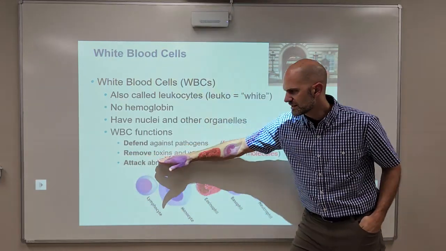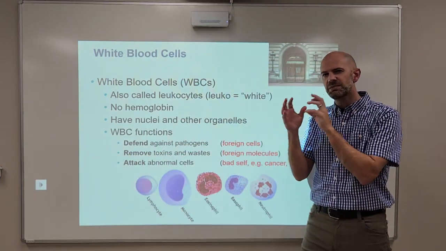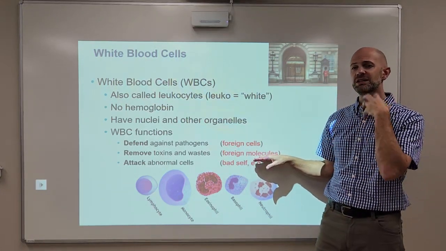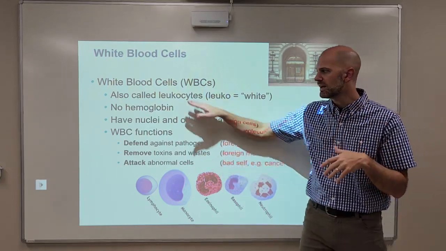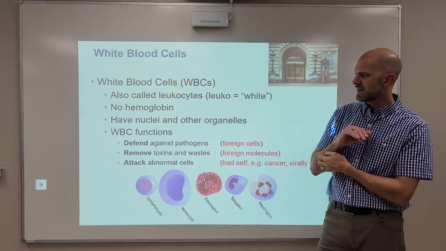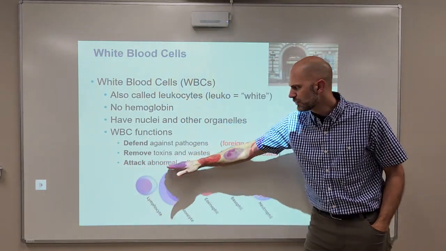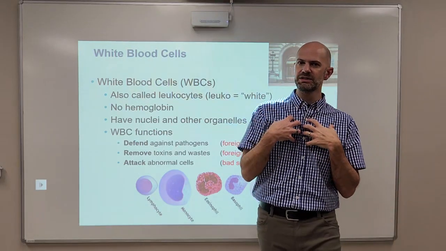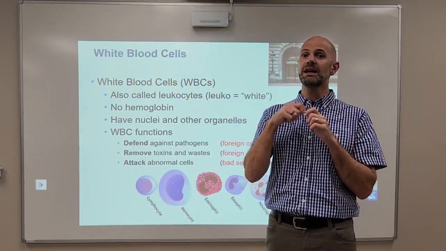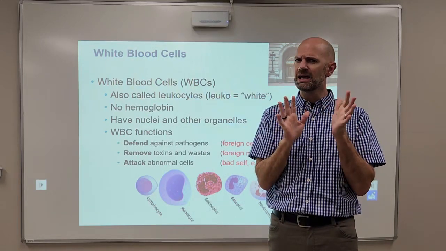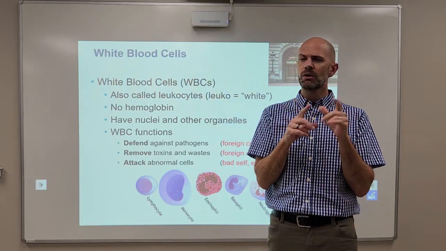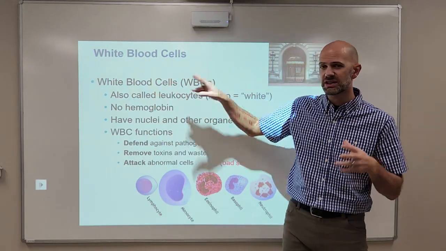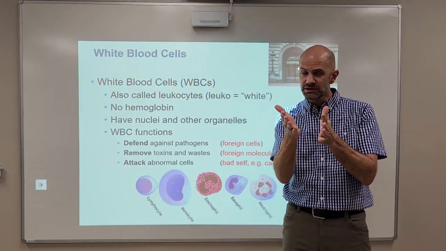We can remove toxins. So it's not just cells, but actually foreign molecules. Proteins or other molecules can get into our body, and that can create a problem. We have cells that can protect us against that. And then lastly, we can attack abnormal cells, what I like to call bad self, meaning I have cells inside of me that could go rogue, like cancer cells or other cells that are not behaving like they should, or other cellular parts that originate from me. And our white blood cells can be trained to identify cancer.